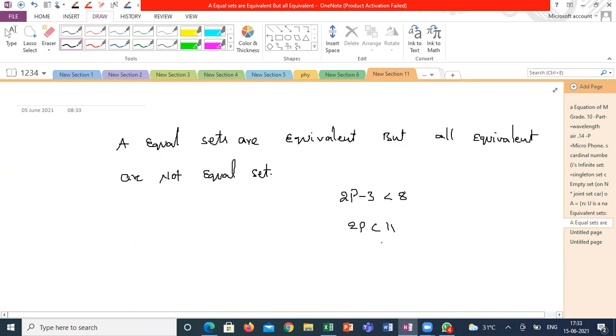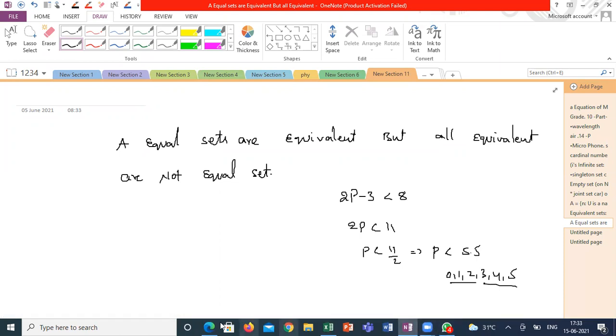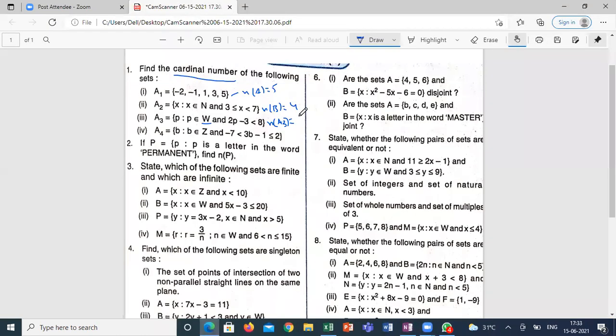Correct? Yes, sir. P is less than 11 by 2, that is 5.5. So the whole numbers are 0, 1, 2, 3, 4, 5. So the number of elements is 6. The answer is 6 here.